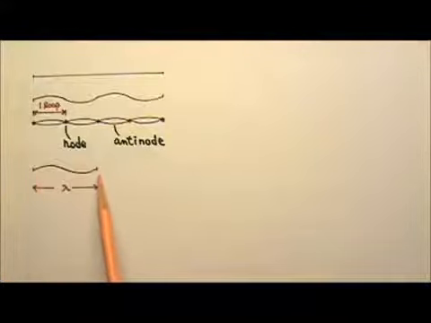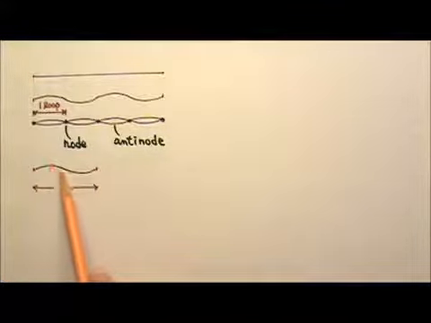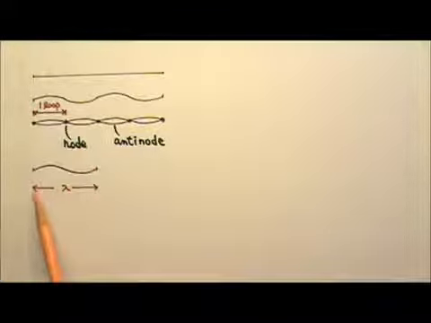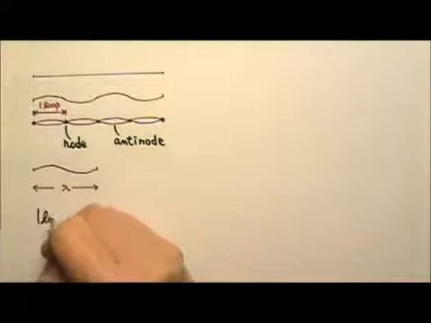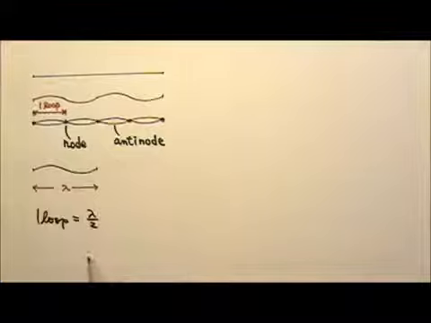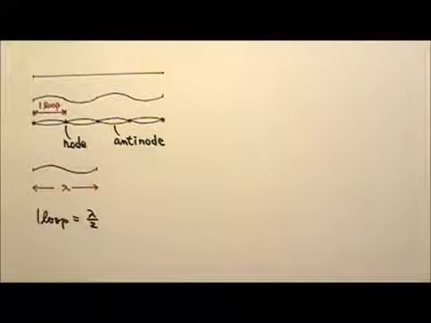Because one wavelength is always the wave going up, down, and then back. The length of one loop is always half a wavelength. So, one loop is always half a wavelength. You shall find this very useful for standing wave problems.